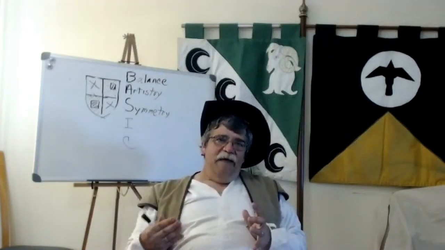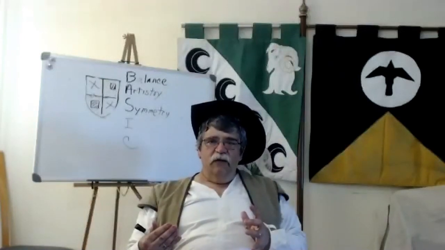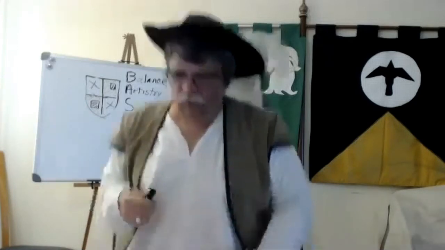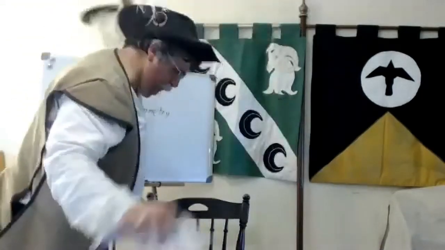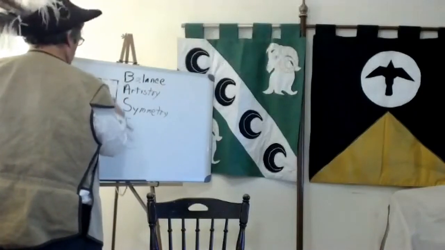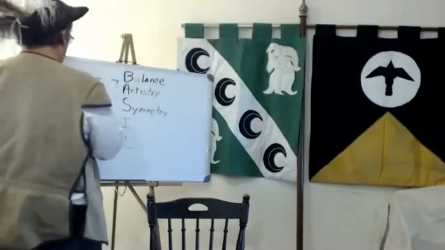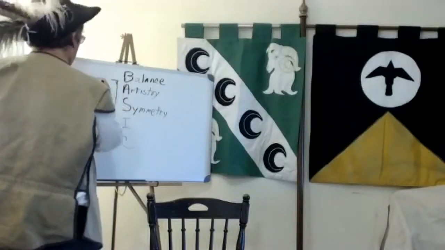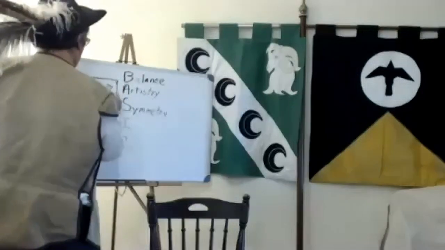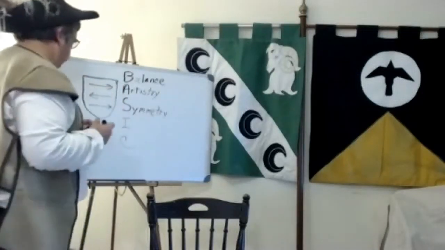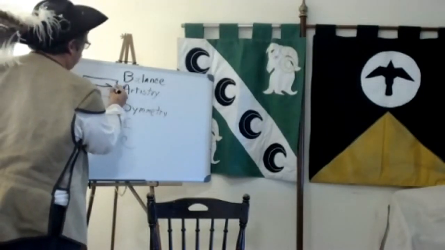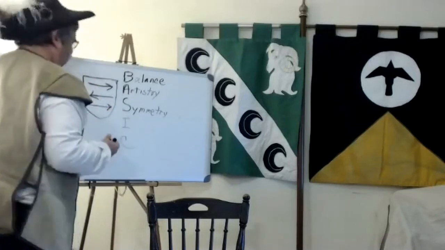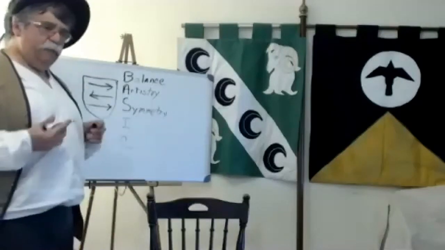To a modern eye, we have a different feel for what would be considered aesthetic symmetry than they would have had in the Middle Ages. So for example, to the modern eye, something like this, where you have the three arrows, each pointing in different directions, would be perfectly fine. But to the medieval eye, this wouldn't look right.